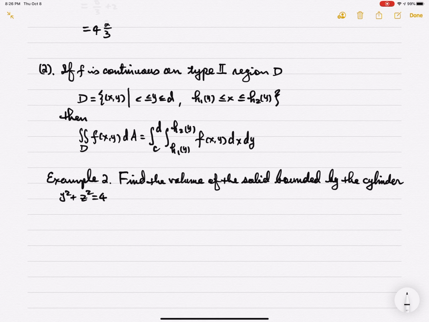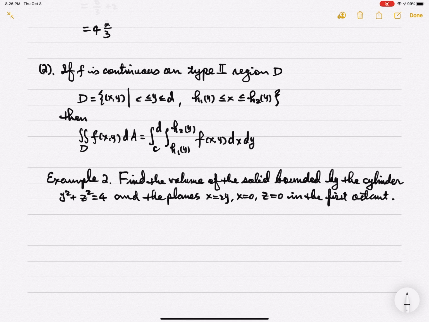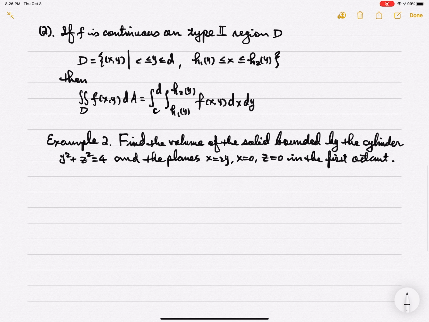Or we say it's equal to 2 squared. And the planes x equal to 2y, x equal to 0, z equal to 0, in the first octant. Okay, so like this.